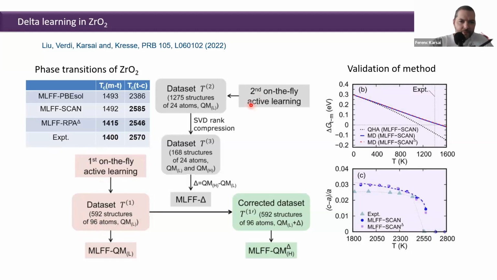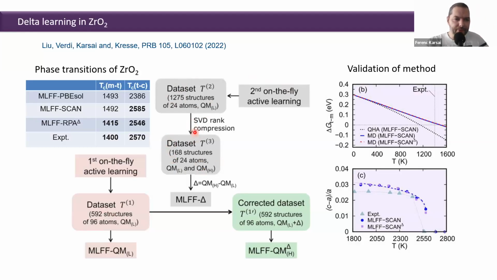The second is we took a small cell with 24 atoms. It was slightly elongated to capture some van der Waals interactions, doesn't matter, but the point is a much smaller cell. We ended up with 1270 structures. We rank compressed them. This doesn't matter. The important thing is we ended up with 168 structures, much less than here.